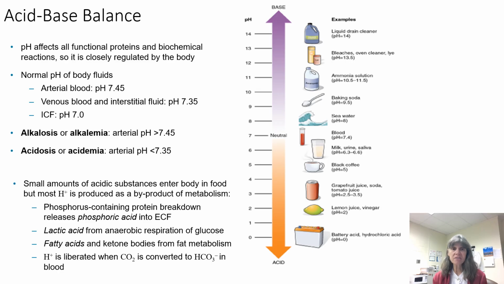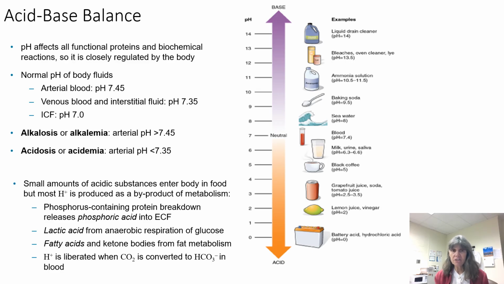So pH affects all functional proteins and biochemical reactions, because remember, in plasma membranes we've got proteins that act as channels or pores or transport mechanisms or receptors. There are enzymes, some of which are purely proteins, some of which have a coenzyme or a cofactor. So pH has to be very tightly regulated by the body so that the proteins can maintain their specific shape to perform their specific function.